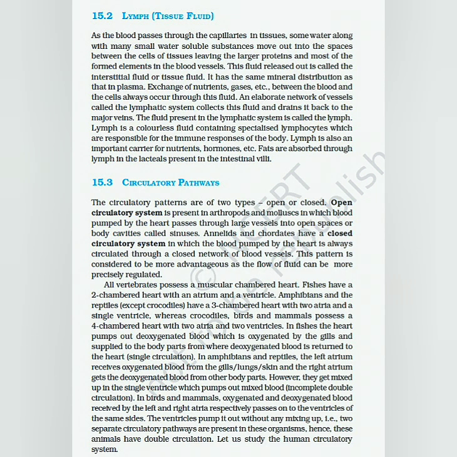Circulatory pathways. The circulatory patterns are of two types, open or closed. Open circulatory system is present in arthropods and mollusca, in which blood pumped by the heart passes through the large vessels into open spaces or body cavities called sinuses. Annelids and chordates have a closed circulatory system in which the blood pumped by the heart is always circulated through a closed network of blood vessels. This pattern is considered to be more advantageous as the flow of fluid can be more precisely regulated.